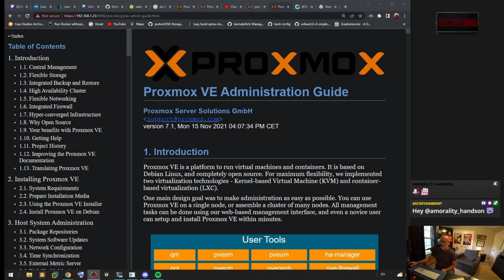You can use Proxmox VE on a single node, meaning a piece of hardware, or assemble a cluster of many nodes, which is what I want to do. I actually have one running. This is coming from that. All management tasks can be done using our web-based management interface, and even a novice user can set up and install Proxmox VE within minutes, which I did yesterday.